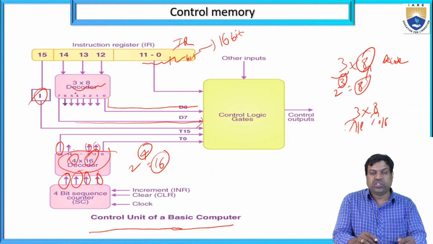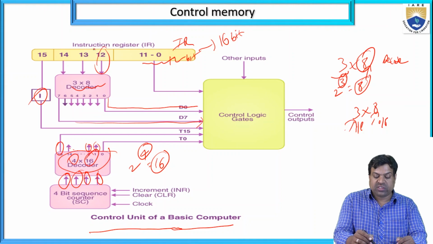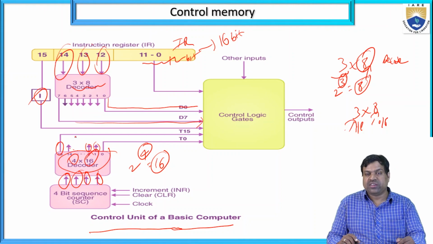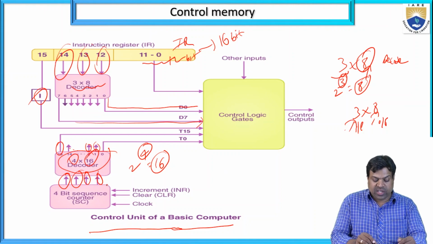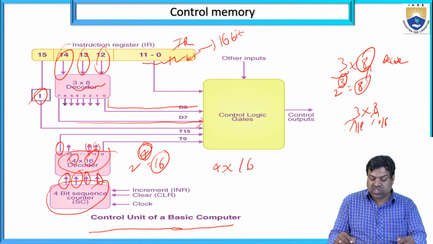Here 3 into 8 means 3 input, 8 output. So how many outputs? 8, that is D0 to D7. How many inputs are there? 3, the 12th, 13th and 14th line and pin. Here, 4-bit sequence counter. 4-bit means 2 power 4, 4 input, 2 power 4 means 16 output.